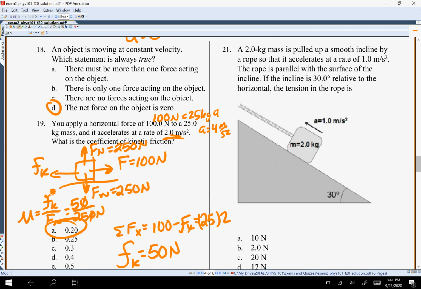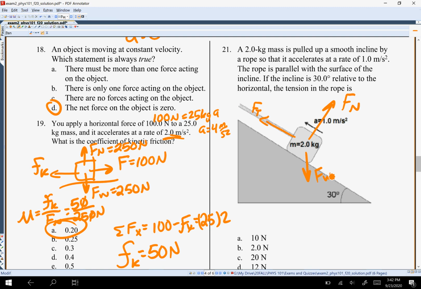A 2 kilogram mass is pulled up a smooth incline by a rope, so it accelerates at 1 meter per second squared. The rope is parallel to the surface. If the incline is 30, what is the tension in the rope? So I'm just going to draw my forces. This is my tension right here. This is my normal force. Do I have friction here? Nope, no friction, so that makes it a little bit easier. This is my weight.